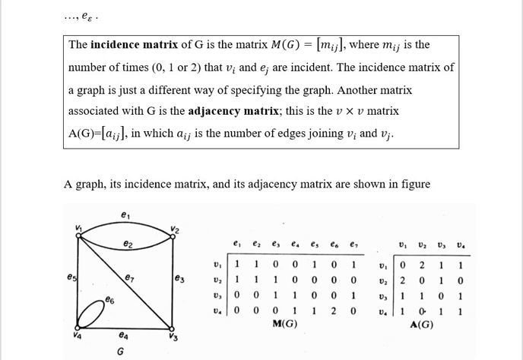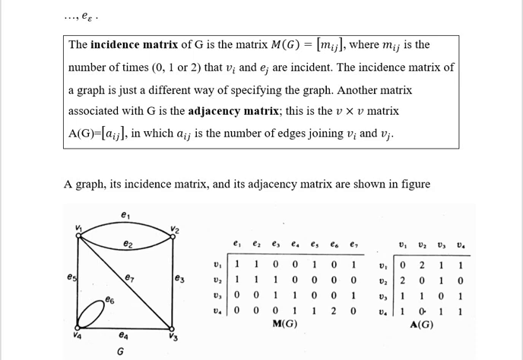If you observe the vertex V4 and the edge E6, you can see that the edge E6 is incident twice on V4 because the edge E6 is actually a loop on V4. That's why the number 2 is denoted corresponding to V4 and E6. So this matrix gives the incidence of the edges with the vertices, and it is generally represented by capital M of the corresponding graph.